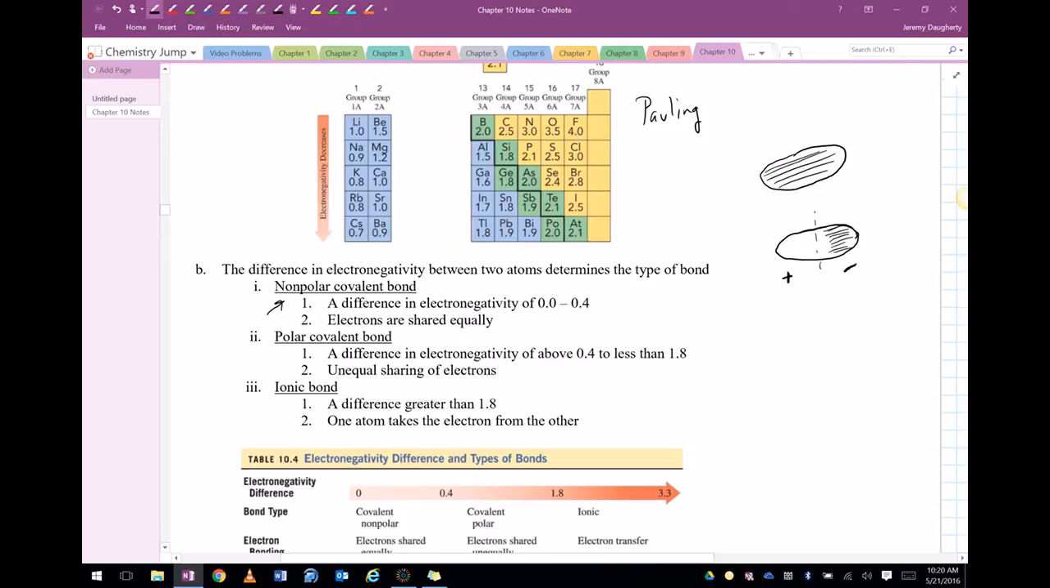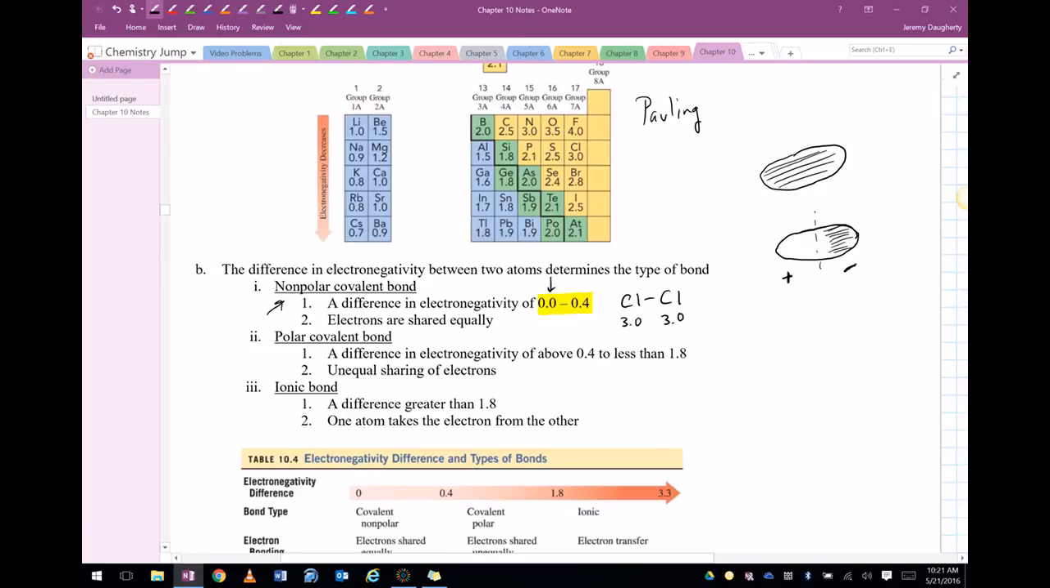So as far as difference in electronegativity, if it has a very, very small difference in electronegativity, anywhere from 0 to 0.4, then it's considered a nonpolar covalent bond. These are often an element with itself, like a chlorine-chlorine bond, that's nonpolar because this chlorine has an electronegativity value of 3, and this chlorine has an electronegativity value of 3. If we subtract them, we will get 0.